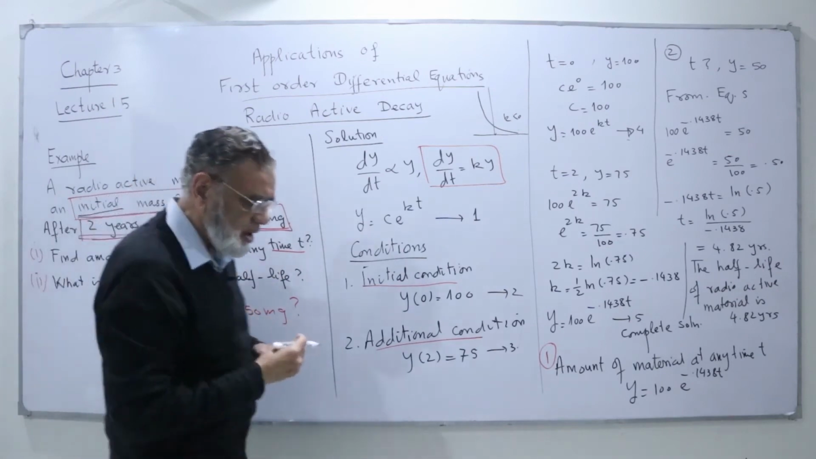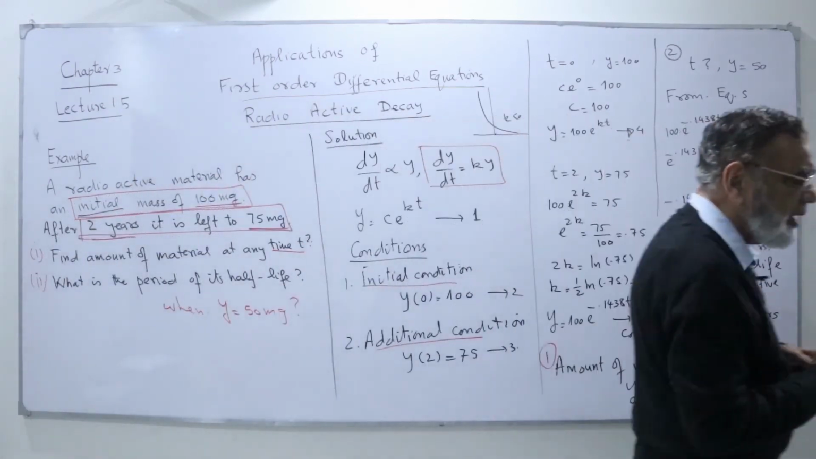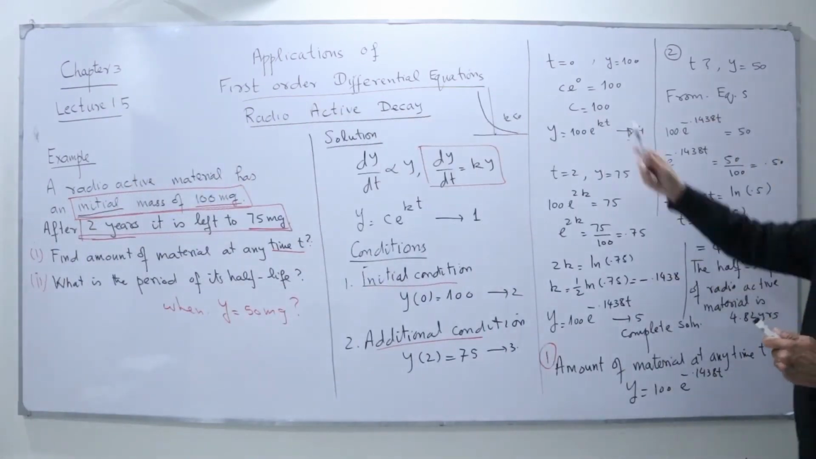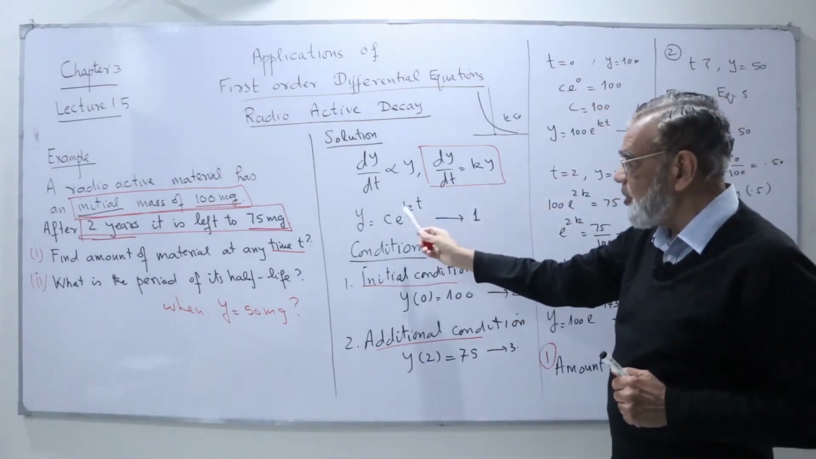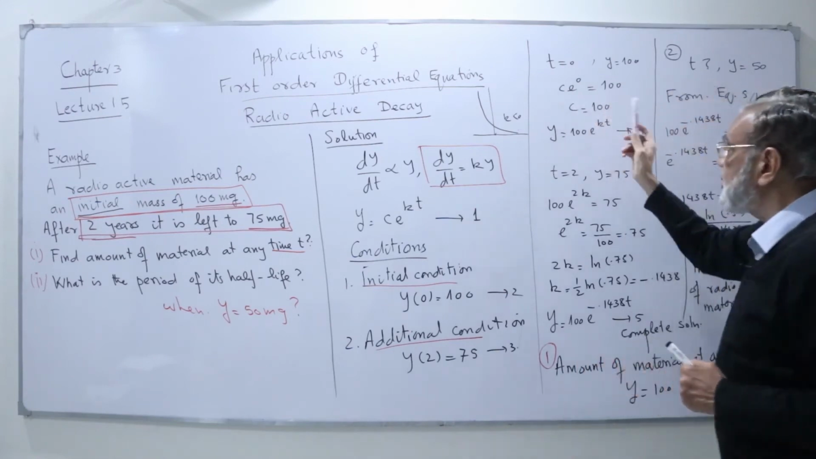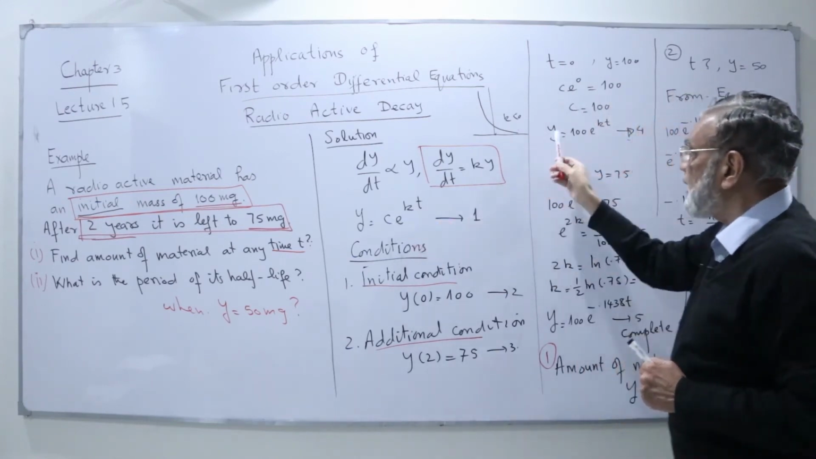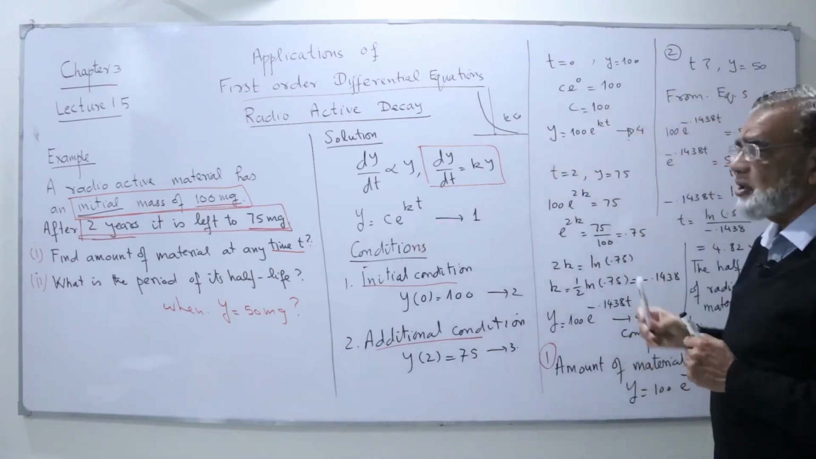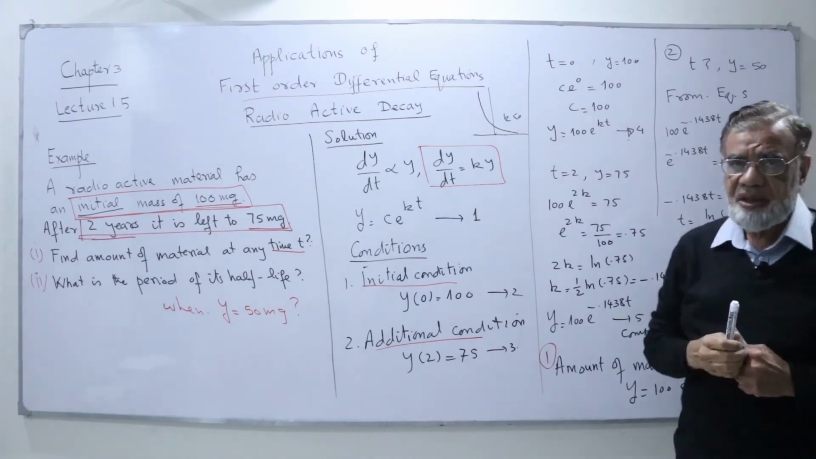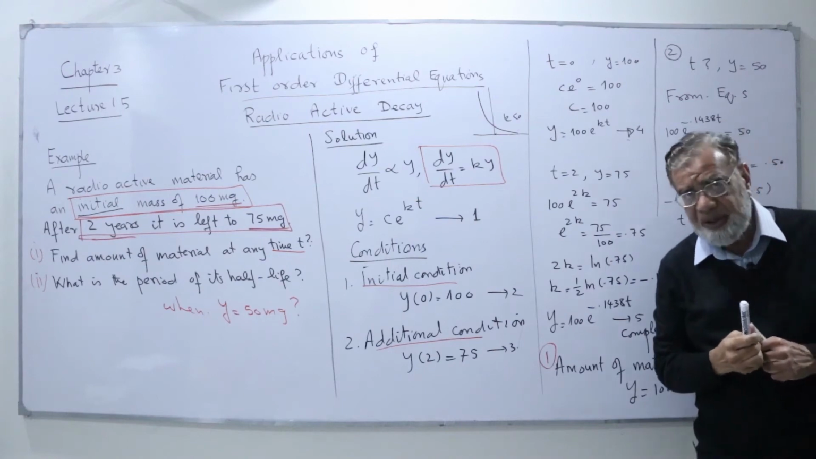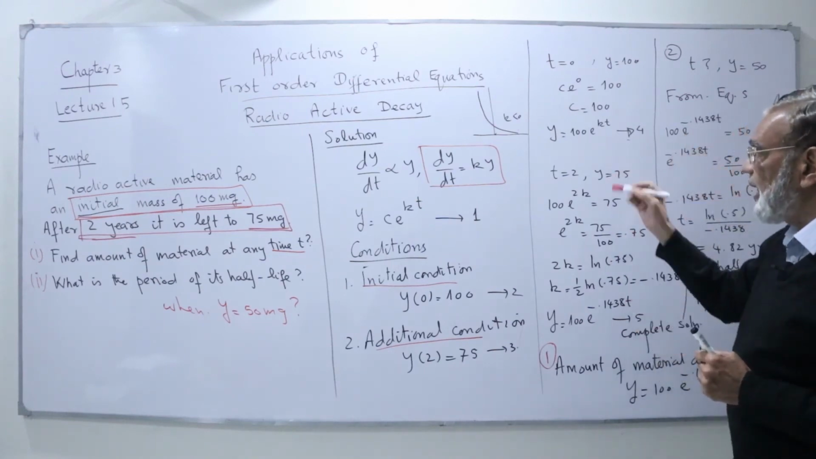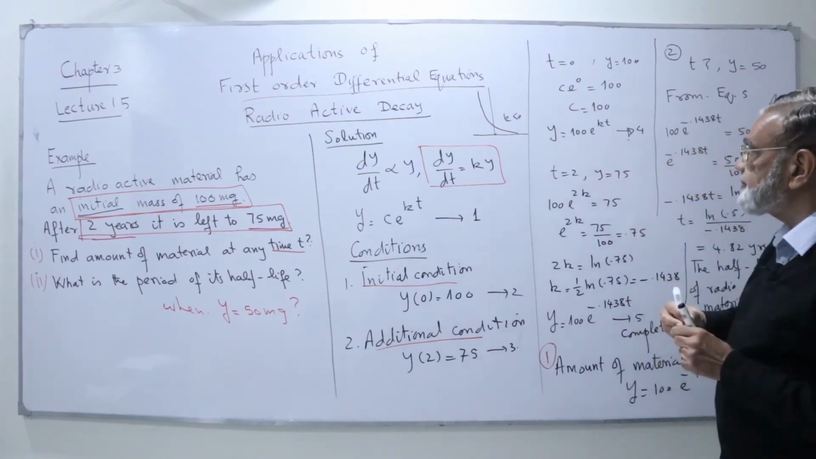So we get the solution. I will substitute the value of c. I take t equal to 0, y equal to 100. I substitute t equal to 0, e to the power 0, so c is equal to 100. The value of c is 100. Substituting here, I get y equal to 100 e to the power kt. It is my particular solution. A particular solution is when I have the value of the arbitrary constant. Now I want to find this k.